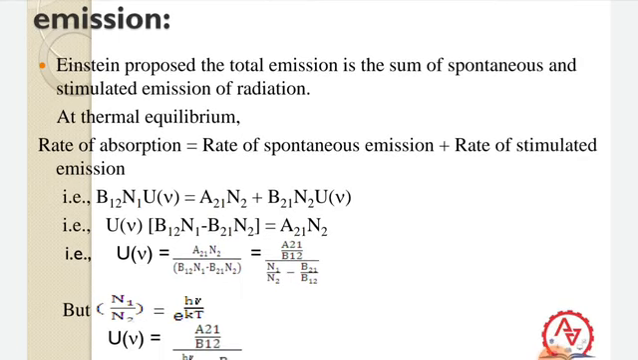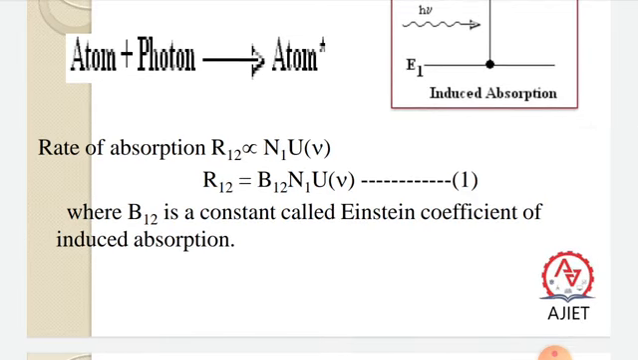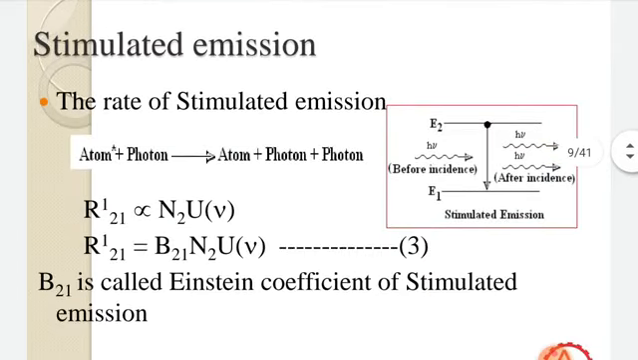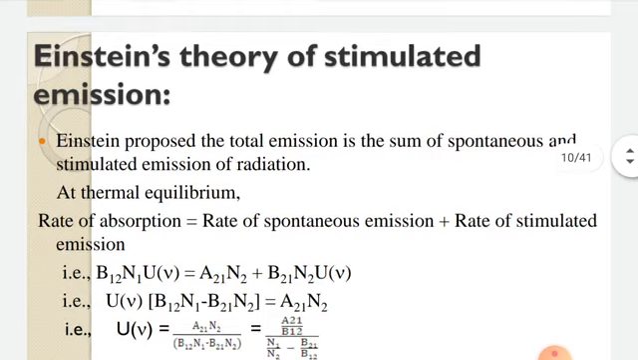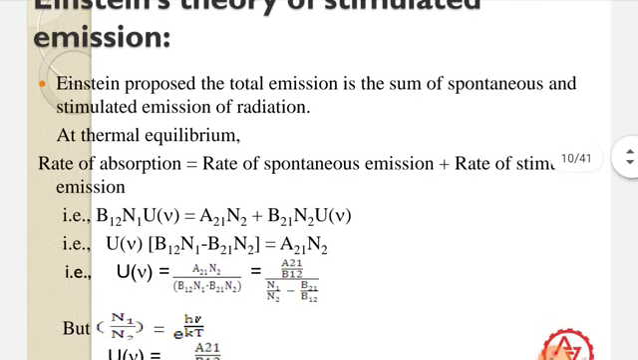We have already studied the rate equation. The rate of induced absorption can be written as B12 N1 U nu. So it is B12 N1 U of nu is equal to A21 N2 plus B21 N2 U of nu. So what you do, you bring this U of nu together, bring that B21 N2 U of nu to the other side.